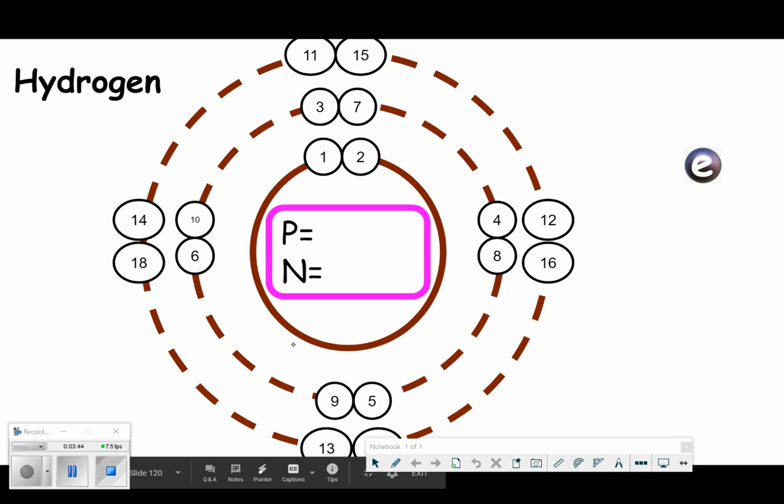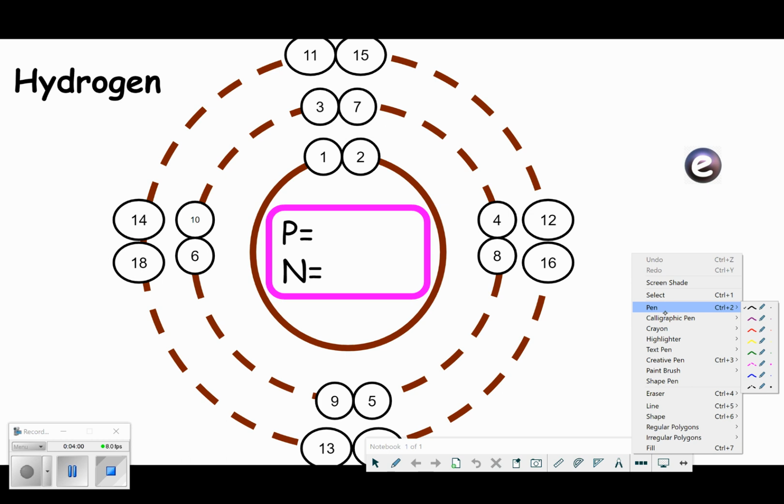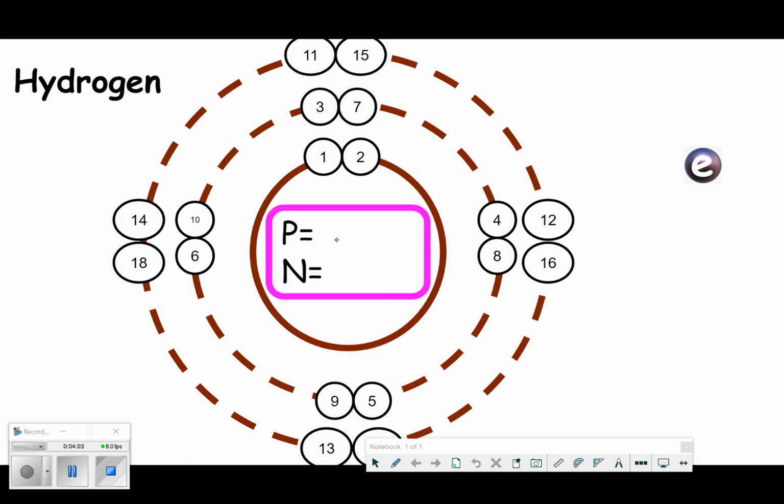All right, so here is hydrogen. This hydrogen has 1 proton. Okay, 1 proton. Oh, my color's out. Hold on. Pen. Because you know, I've got 1 proton and 0 neutrons. Okay, because remember, its atomic mass is 1.008. And it's got 1 proton, so 1.008 rounds to 1, minus 1 proton equals 0 neutrons. Okay?